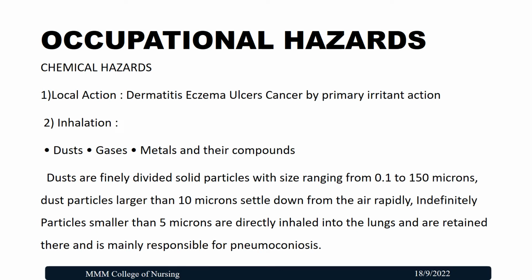Then we are going to discuss the chemical hazards. Under the chemical hazards, we have local action and inhalation. Under the local action, the person may develop dermatitis, eczema, ulcers, cancer by primary irritant action. Inhalation: they can inhale dust, gases, metals and other compounds also. We will see one by one.